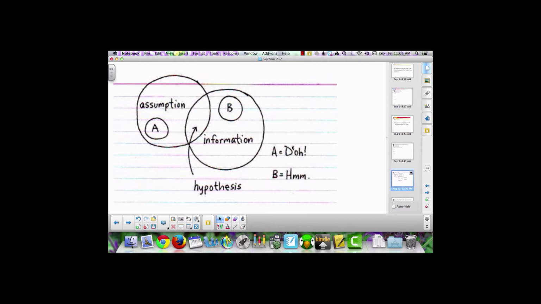This circle represents information. When we only have information but we do nothing with it, that's what happens with B. We think about it, but we haven't come to any conclusions yet. However, when we take information and we make an assumption about that, or a conclusion, that's this overlap right here, the some part of the Venn diagram. We call that in science a hypothesis. In math, we call that a conjecture.